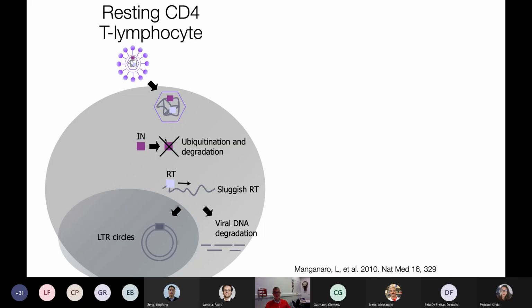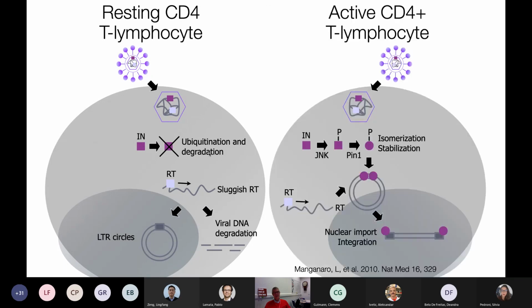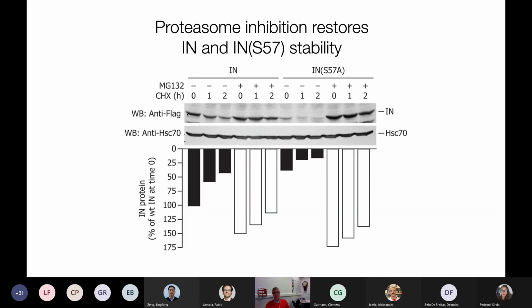This doesn't work. And what we discovered is that the reason why it doesn't work is because the integrase enzyme gets rapidly ubiquitinated and degraded. And this can be seen also experimentally. So, for example, if you transfect integrase, you have this amount, but if you wait 1 hour or 2 hours, then progressively this goes down. If you give an inhibitor of the proteasome, MG132, then this is stabilized and remains high.